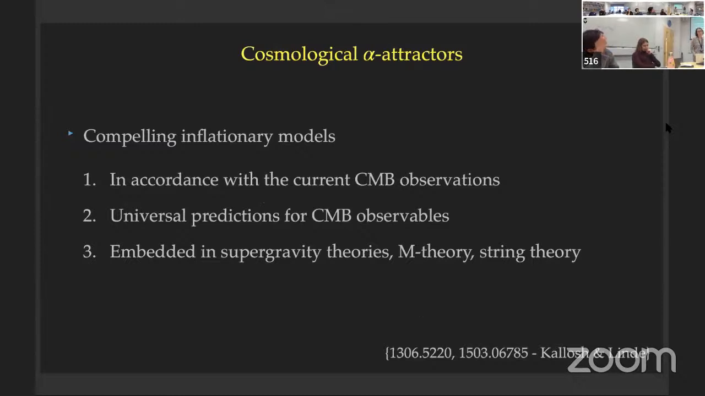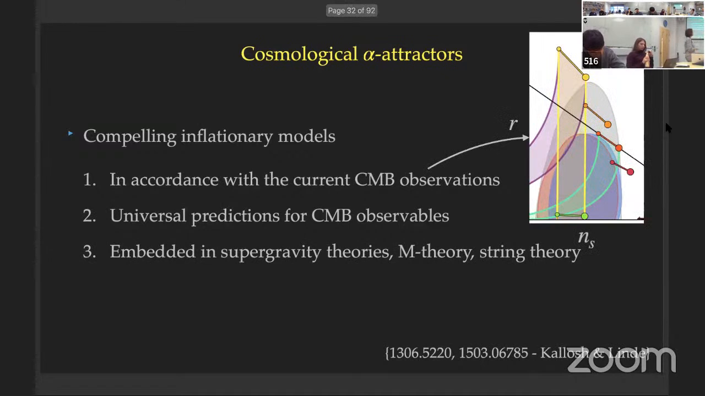So this brings me to the topic of the work that I would like to discuss. And to delve into this, let's start by giving a look at what these cosmological alpha-attractors are. So these are a compelling family of inflationary models. They are in accordance with the current CMB observations. So if you remember the plot from before, this yellow band corresponds to alpha-attractors, and you see that they are very well in accordance with CMB observations. They nicely lead to universal predictions for the CMB observables, and we will look into that. And they are interesting from a higher energy point of view because they can be embedded in supergravity theories and so on.